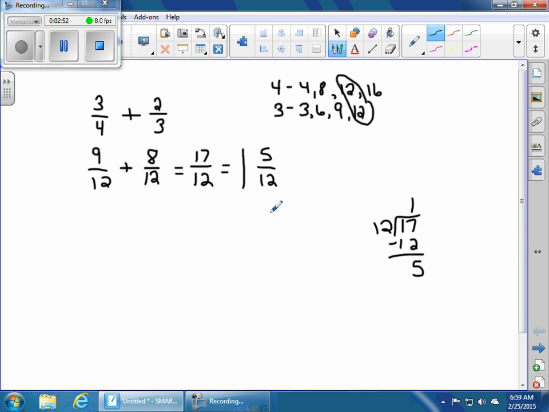Another way of solving addition and subtraction problems with fractions is to use something called the butterfly method. Now I'm going to solve this same problem using the butterfly method so that you can see that it's exactly the same. When we learn to compare fractions, we learned cross multiplication.